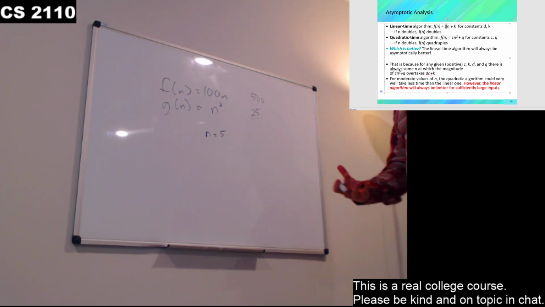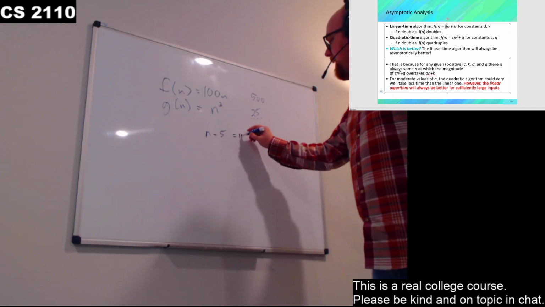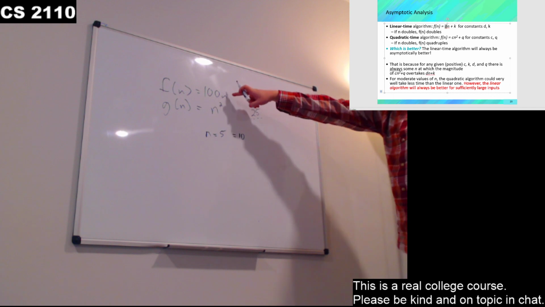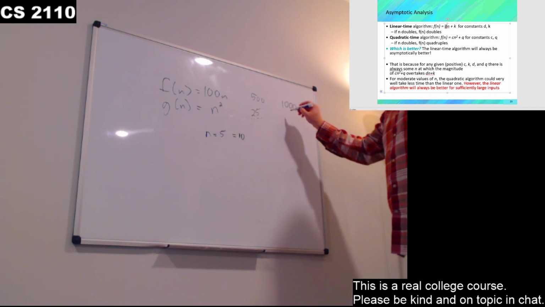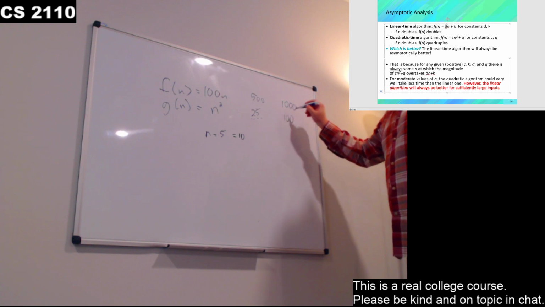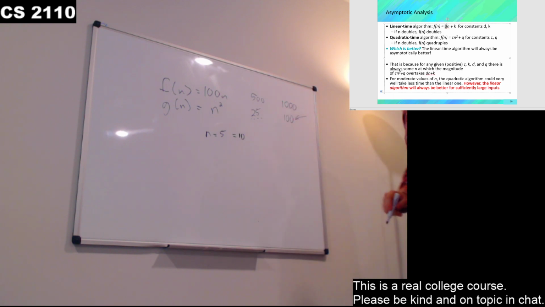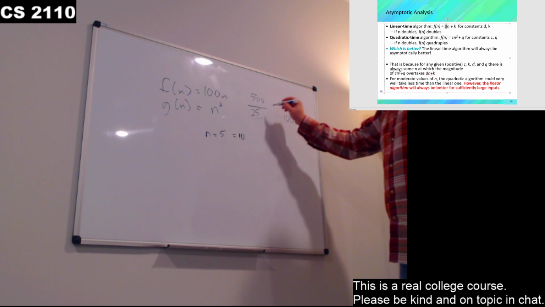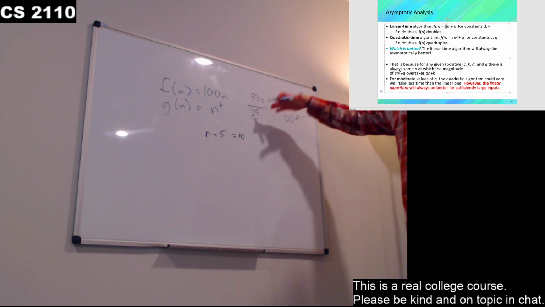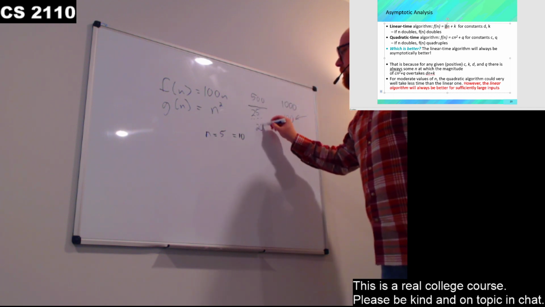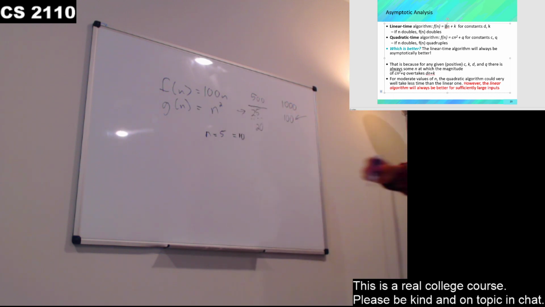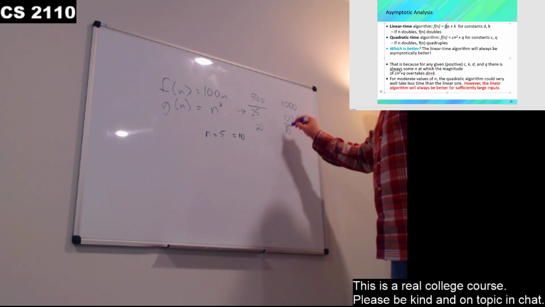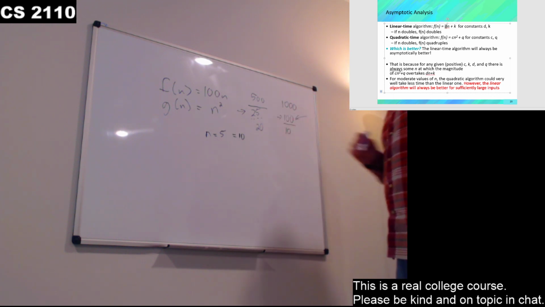Now let's double n. N equals 10. When n equals 10, this number becomes 1,000. This number becomes 100. This is still significantly smaller. But I want to point out this ratio. This ratio, 500 divided by 25, is equal to 20. That means that this approach is 20 times faster. But as n increases, now this ratio is 10. This is 10 times faster.